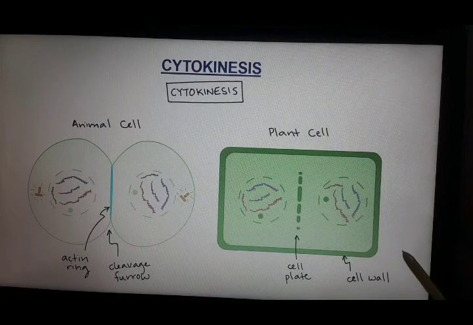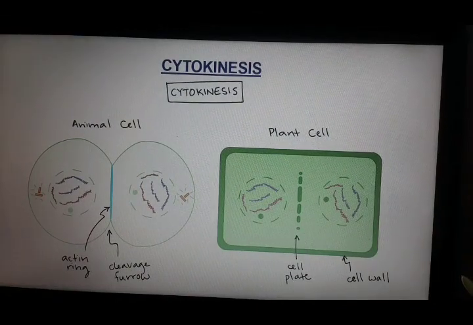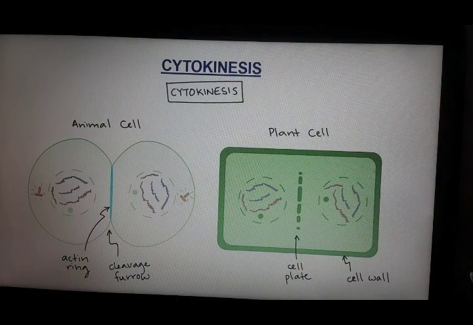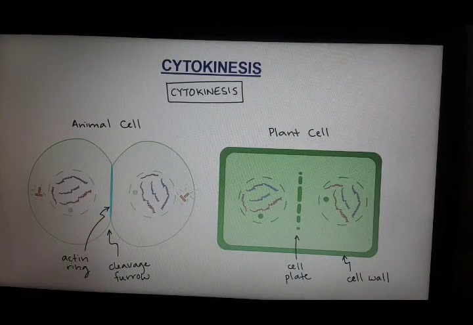Another important thing is, sometimes you have questions in boards where any of the phases can be given in diagrammatic form and you are asked to identify it, or you may be asked to write the particular features of them. You may be asked which one is longest, which one is shortest, and sometimes you may be asked to identify whether the cell is a plant cell or an animal cell.